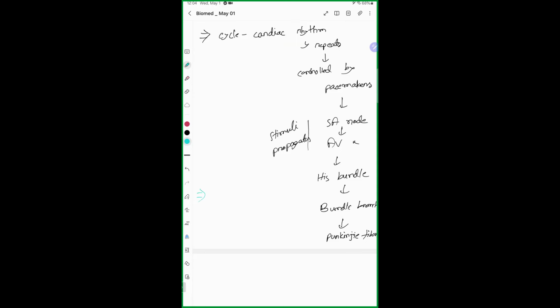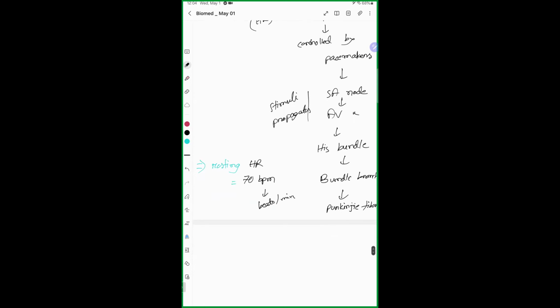And you see this rhythm has a certain rate that is called the resting heart rate, HR. BP means blood pressure, not this. Cardiac rhythm, heart rate. The resting heart rate is 70 BPM. 70 beats per minute. BPM means beats per minute. That's the natural or normal heart rate.